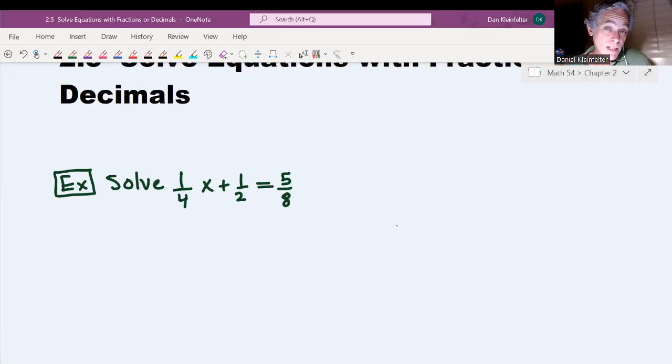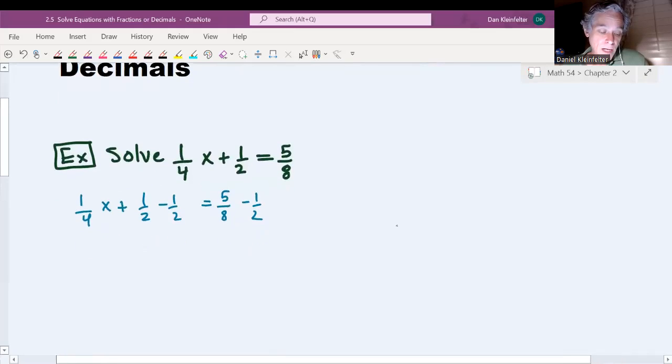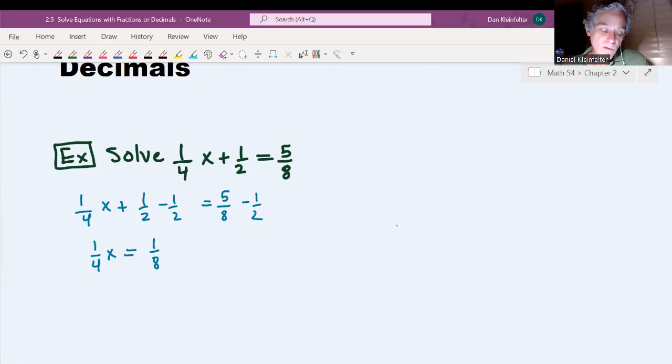How we would do this is we're going to collect the variable on the left side and the constants on the right. So that means we should get that 1/2 out of there. We're going to subtract a half from both sides. The left side will be just 1/4 x, the right side 5/8 minus a half. A half is 4/8, so 5/8 minus 4/8 is 1/8. So then we have 1/4 x equals 1/8.